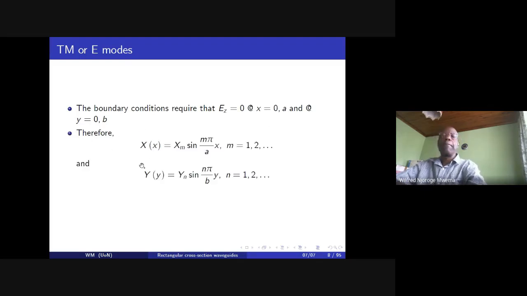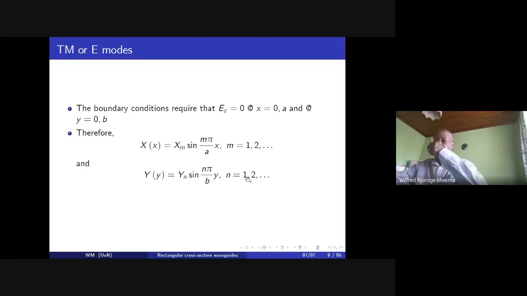And therefore, we must have that X of x must be a sine given by Xm sine m pi by a x, where m is equal to 1, 2, and so forth. We cannot use m equal to 0 in this particular case because of this sine, to make X of x equal to 0. And Y of y equals Yn sine n pi by b y, n equal to 1, 2, and so forth. This is by convention that the width will be given the m, and the height, the y direction, will be given the n.